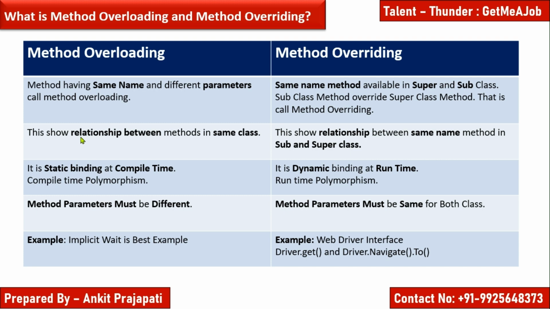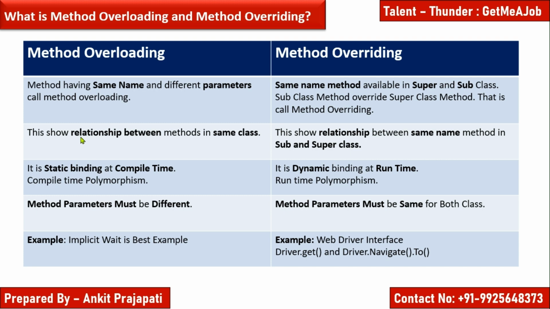Method overloading is compile-time polymorphism. It is static binding, also called compile-time polymorphism. In method overloading, the parameters must be different: one, two, three. The same parameters cannot occur, otherwise it becomes method overriding. But in method overriding, the parameters could be different for both classes, superclass and subclass.